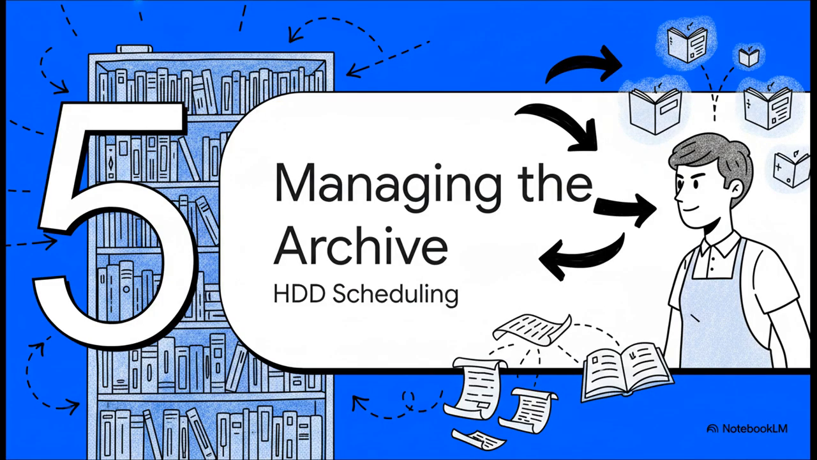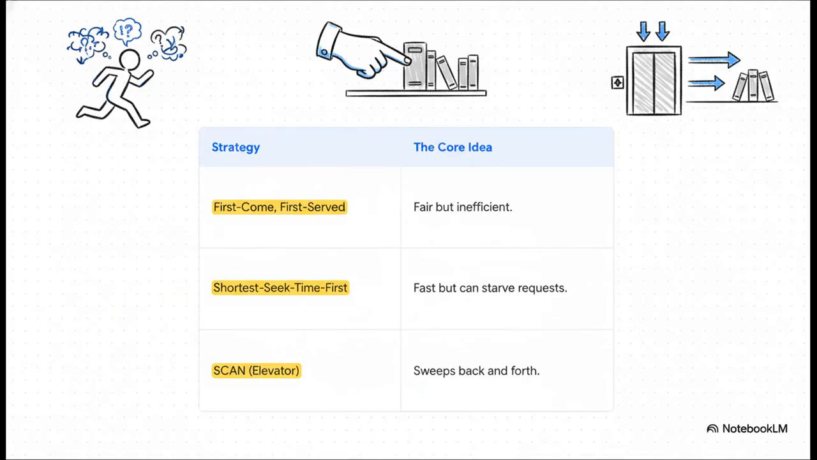So all of this means that even that trip to the archive has to be as fast and smart as possible, right? So how does our librarian decide which book to grab next when a dozen different requests come in at the same time for books all over the library? Well, they've got a few different strategies. They could do first come, first served, which sounds fair, but it's really inefficient. They could do shortest seek time first, grabbing the closest book, which is fast, but might mean a request for a book way at the back of the library gets ignored forever.